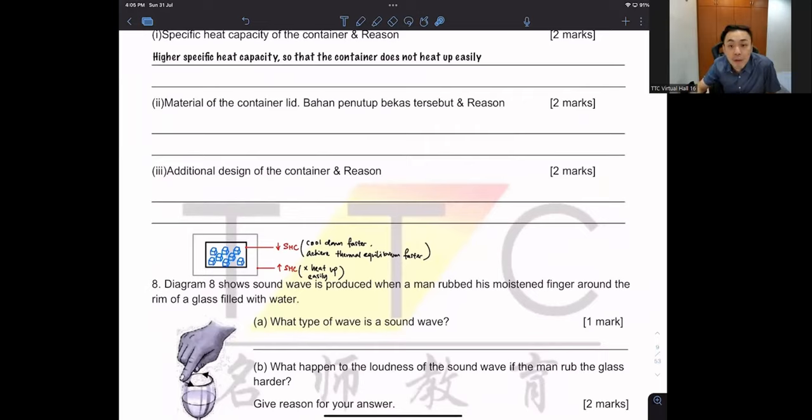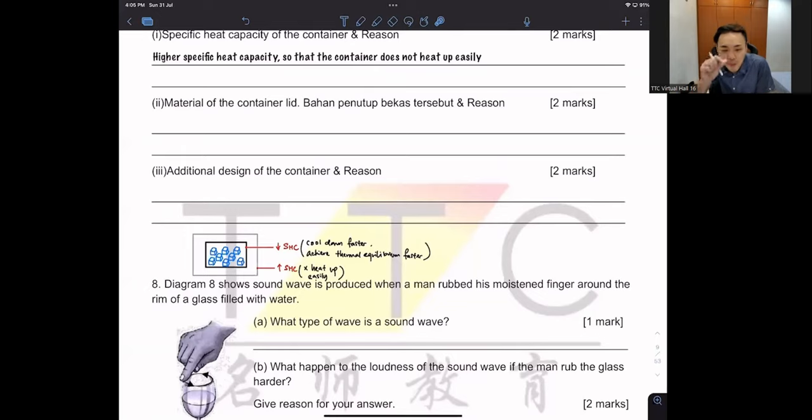Next, material of the container lid. Come, material of the container lid. Well, again, I say many times already, whenever you talk about material, try to avoid saying, I want plastic, I want rubber, I want whatever thing. Describe the characteristic instead. Why do you want the rubber? Why do you want a plastic? You want to describe the characteristics. First thing first, it must be a heat insulator, correct. So why the rubber? Why the plastic? Because they are heat insulators.